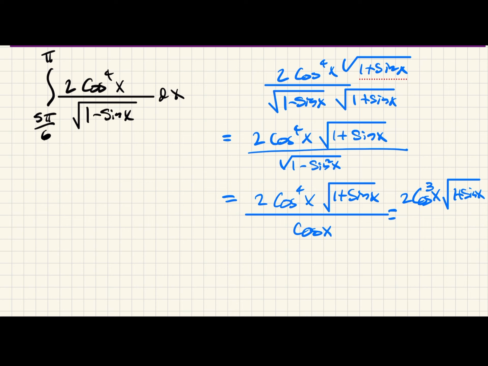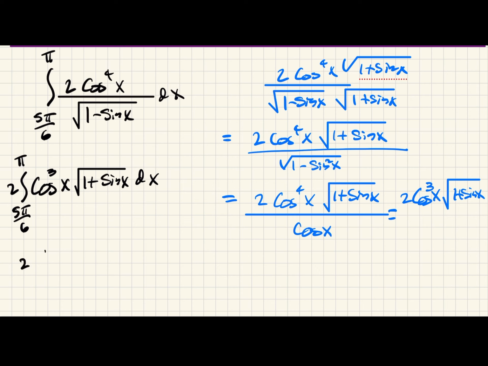So did that help us? So we would have the integral from 5 pi over 6 to pi. We still have the 2. And we have cosine cubed x times the square root of 1 plus sine x dx. Did we gain an advantage there?